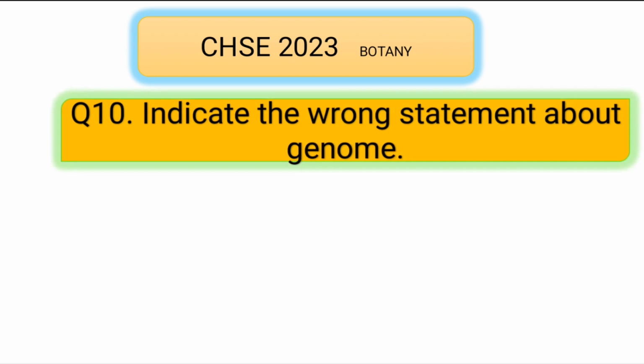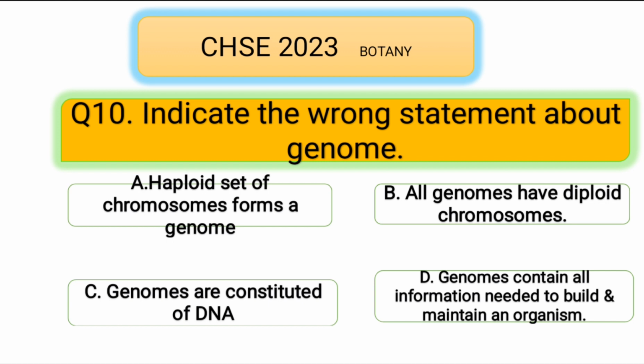Then the number 10 question was, indicate the wrong statement about genome. Options were: a haploid set of chromosomes forms a genome; all genomes have diploid chromosomes; genomes are constituted of DNA; genomes contain all information needed to build and maintain an organism. So option B, all genomes have diploid chromosomes, is the wrong statement about genome.